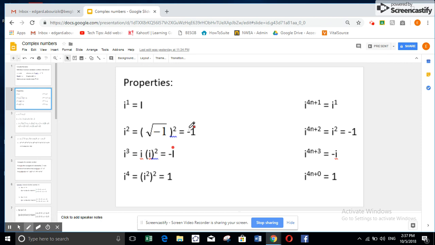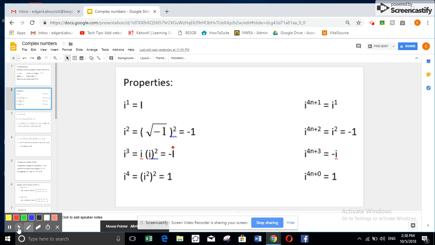And i power 4 is minus 1 squared, so it's 1. From now on, because if you continue, i5, i6, i7, i8, i9, i10, whatever, it will be a repetition. What do you do? If you have a power bigger than 4, you divide by 4. If the remainder of the division by 4 is 1, you get i. If the remainder is 2, like for example i6, i10, i14, it's i squared, minus 1. If the remainder is 3, it's minus i. And if the remainder of the division is 0, it's divisible, so the answer is 1.